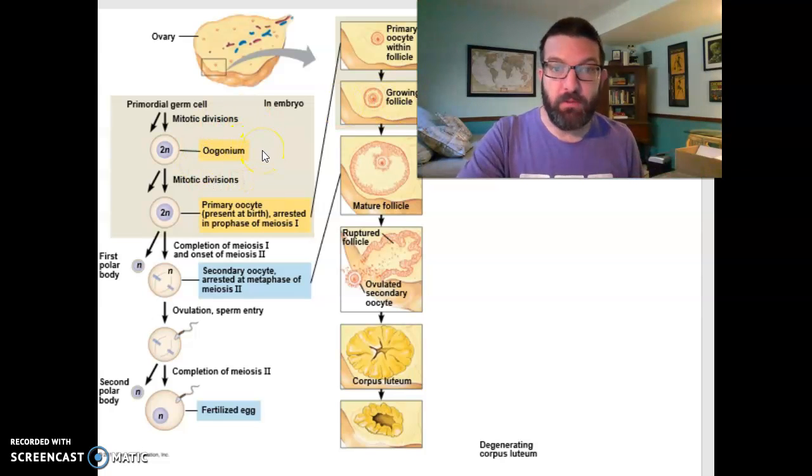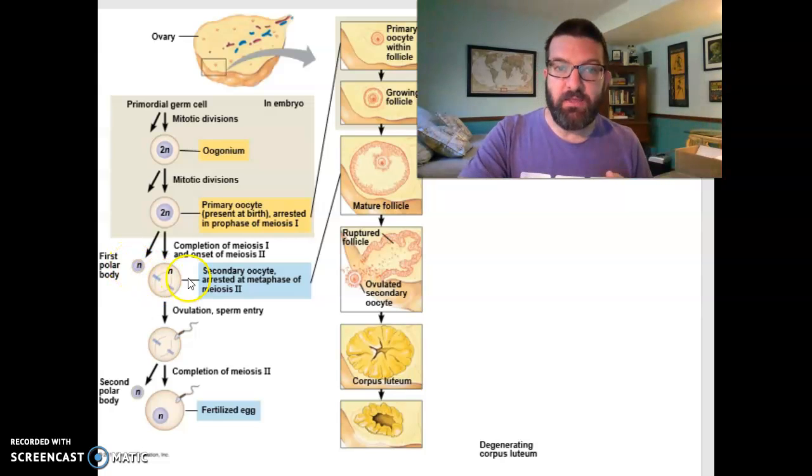Oogenesis begins in the ovary with an oogonium. Just like a spermatogonium, the oogonium is a stem cell that will undergo mitosis, and it will produce 2 genetically identical offspring, one of which will remain an oogonium, the other of which will become a primary oocyte. And like a primary spermatocyte, the primary oocyte will undergo meiosis 1. The difference is one of those 2 cells is essentially nothing but DNA, and it's junked. Almost all of the cytoplasm goes into one of those 2 cells, and that is a secondary oocyte. The other we call a polar body.